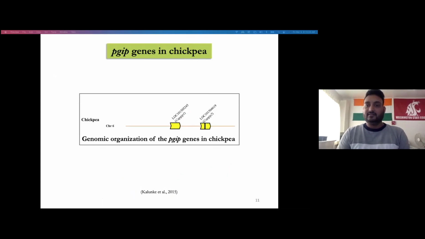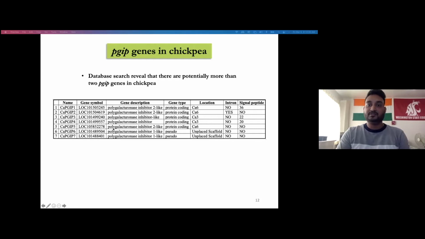There is very little information available on chickpea PGIP so far. The only thing we know is that there are 2 PGIP genes in chickpea, PGIP1 and PGIP2, on chromosome 6. However, my genome search revealed that there are potentially more than 2 PGIPs, and the last 3, which I highlighted in red, we do not consider to be proper PGIPs because they do not possess a signal peptide, and they also lack features that most PGIPs should possess.